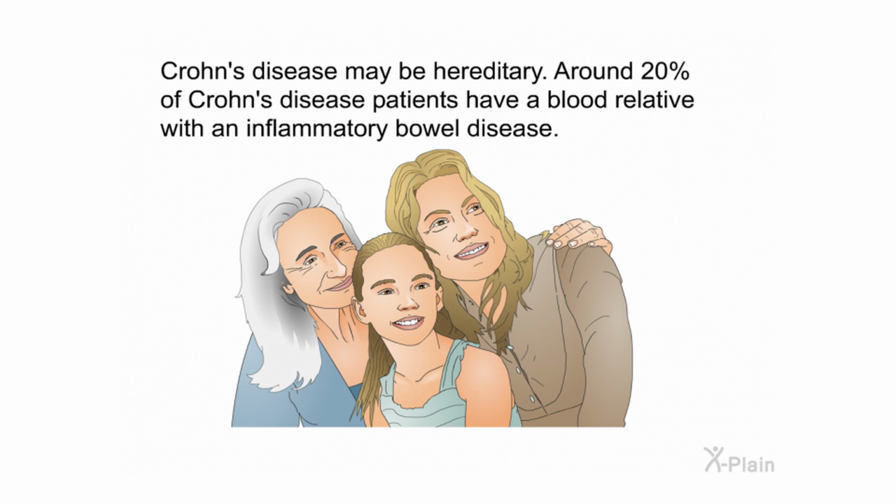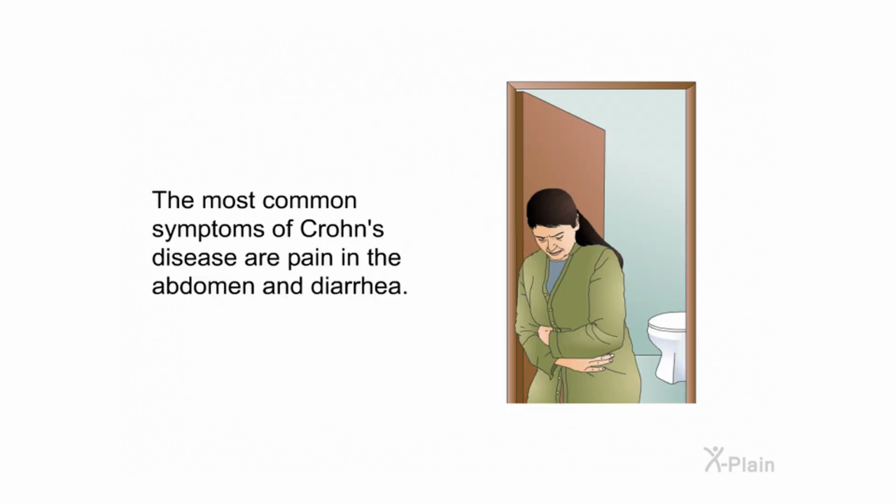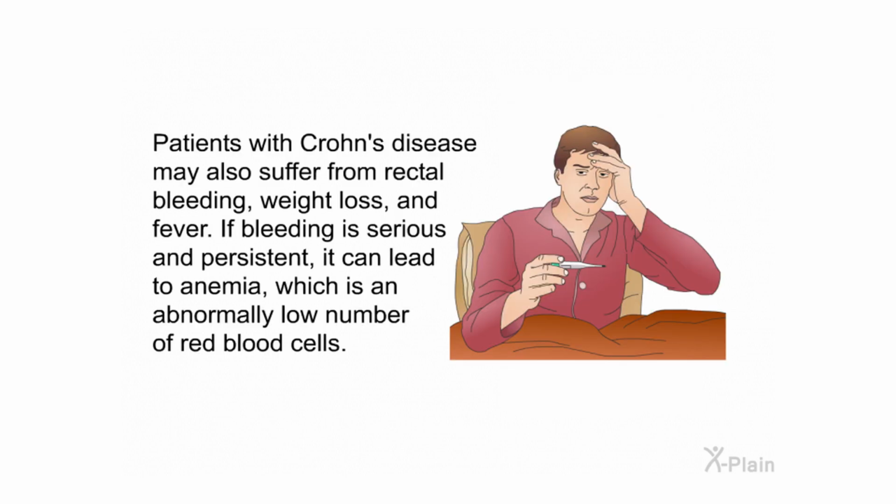Crohn's disease may be hereditary. Around 20% of Crohn's disease patients have a blood relative with an inflammatory bowel disease. Men and women are affected equally. Crohn's disease affects small children too. The most common symptoms of Crohn's disease are pain in the abdomen and diarrhea. Patients with Crohn's disease may also suffer from rectal bleeding, weight loss, and fever.